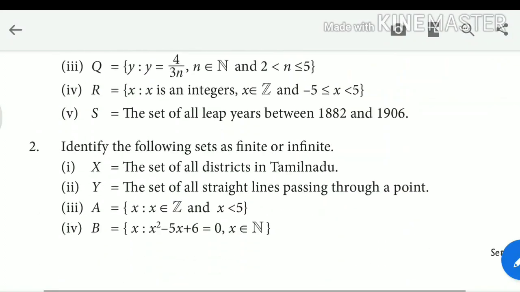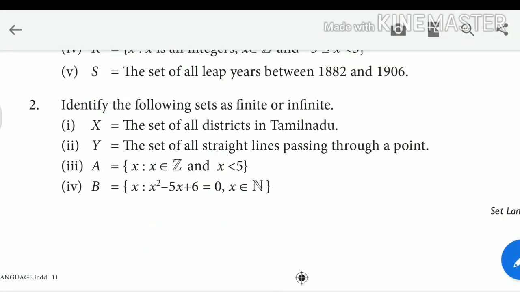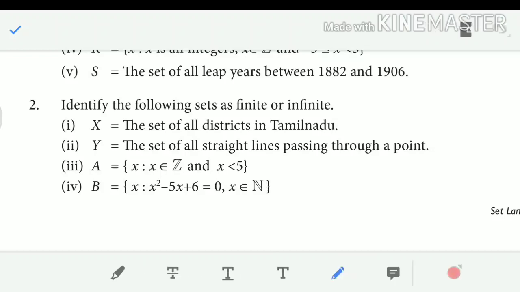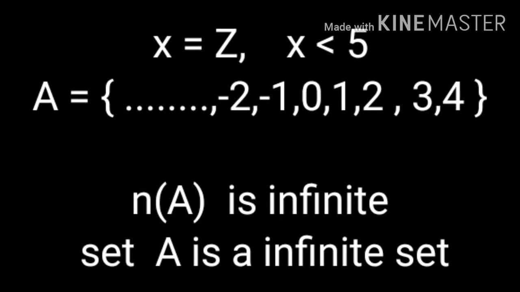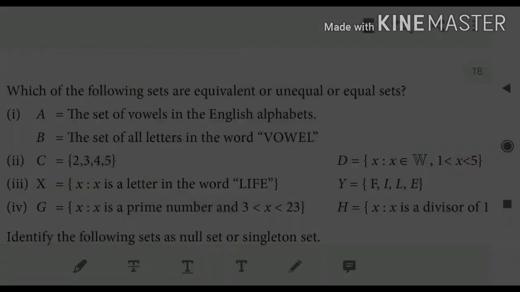Next we will see the second sum. Identify the following sets as finite or infinite. In this we will do the third sum. A is equal to {x such that x belongs to Z and x is less than 5}. Since x is an integer and less than 5, we have the numbers 4, 3, 2, 1, 0, minus 1, minus 2 and it goes on to infinity. So here n of A is infinite. So set A is an infinite set.